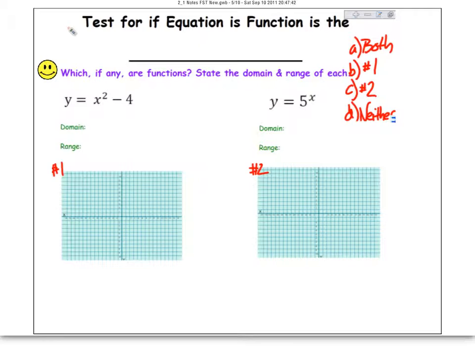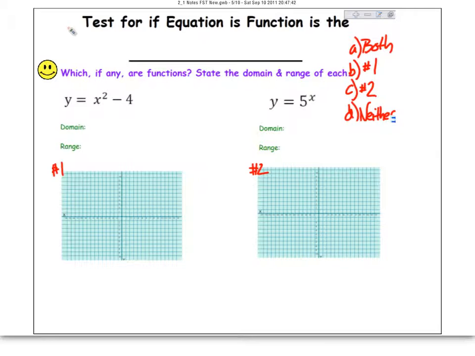Are there any issues? You can tell if there's issues if you look at your graph. If you see a break in the graph where you literally had to lift up your pencil to draw it, then you have a domain issue. There's no domain issue here, so the domain is all real numbers. Everything works for x.